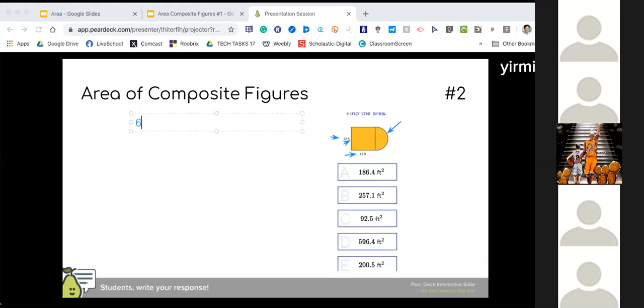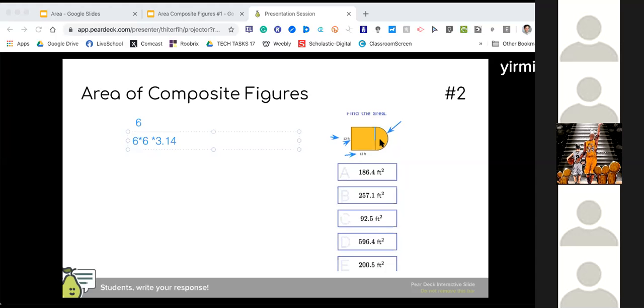Okay, why is it half of 12? Because that's the radius of this circle, correct? Okay, let me draw this. So this circle, the radius would be 6. Everybody agree? Then I would need to do 6 times 6. You can't forget to put the answer. Then 36 times 3.14 would be this half circle.